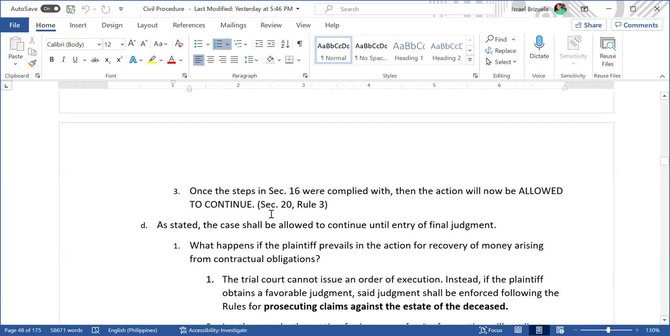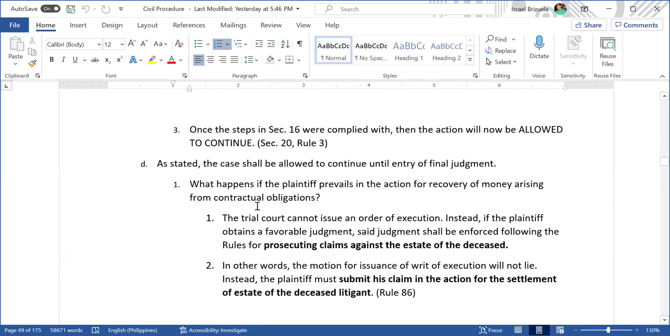Once the steps in Section 16 were complied with, then the action will now be allowed to continue. Section 20, Rule 3. So, as stated, the case shall be allowed to continue until entry of final judgment. What happens if the plaintiff prevails in the action for recovery of money arising from the contractual obligation? The trial court cannot issue an order of execution. Instead, if the plaintiff obtains a favorable judgment, said judgment shall be enforced following the rules of prosecuting claims against the estate of the deceased.